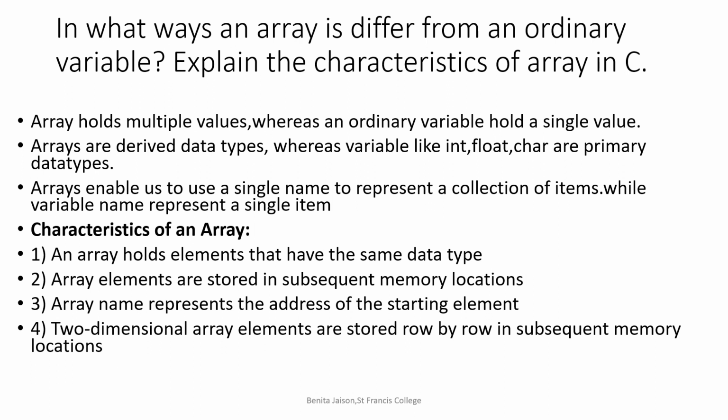Now, the characteristics of an array: an array holds elements which have the same data type. Array elements are stored in subsequent memory locations, and the array name represents the starting address of the array elements. Two-dimensional array elements are stored row by row in the subsequent memory locations.